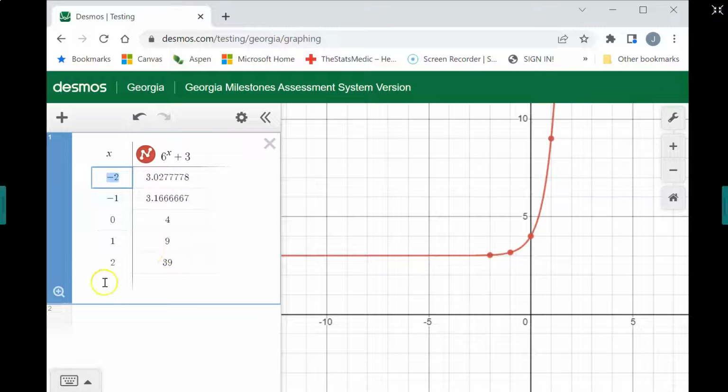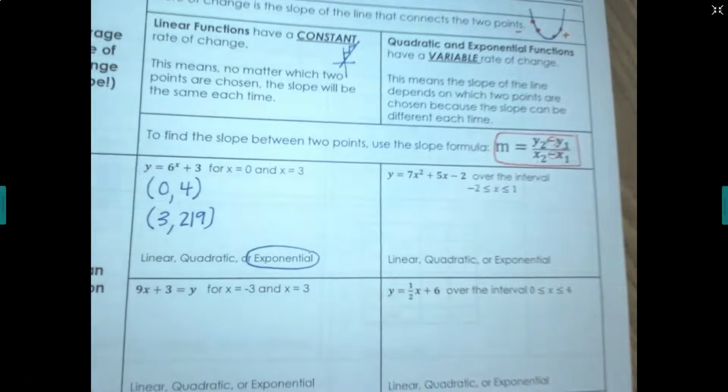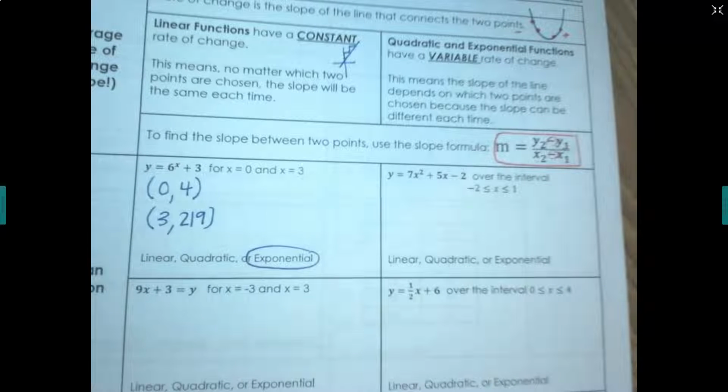And we also want to know where x is 3. Notice 3 is not on here, but if I click into this last section and type in the 3, it will give me my y value there, which is 219. So let's go back and look at our notes. We have our 2 points now. So now we're going to use our formula to solve for the slope.